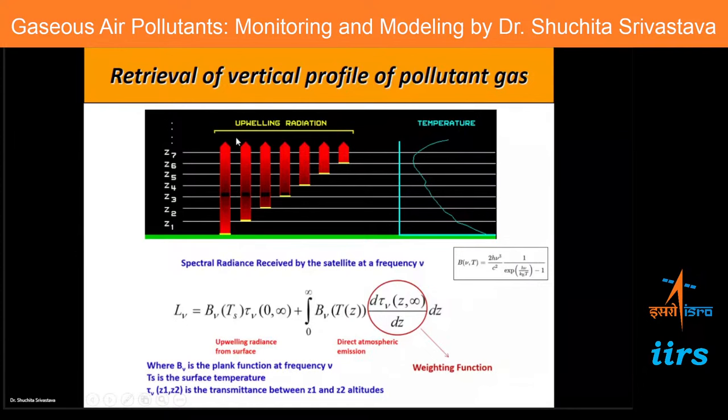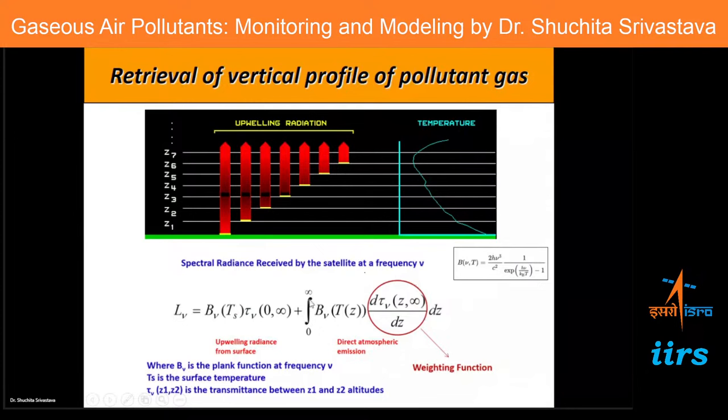So what will the satellite sense? The spectral radiation received by the satellite at frequency nu will be equal to B(nu, Ts), which is the Planck function at temperature Ts, the surface temperature. This is the surface component, multiplied by tau nu from 0 to infinity, meaning from the surface of the Earth to the top of the atmosphere. So this is the transmittance. We have to multiply this because photons in this range will be absorbed by the atmosphere, plus the integration from 0 to infinity of B(nu, Tz) multiplied by d tau by dz into dz.